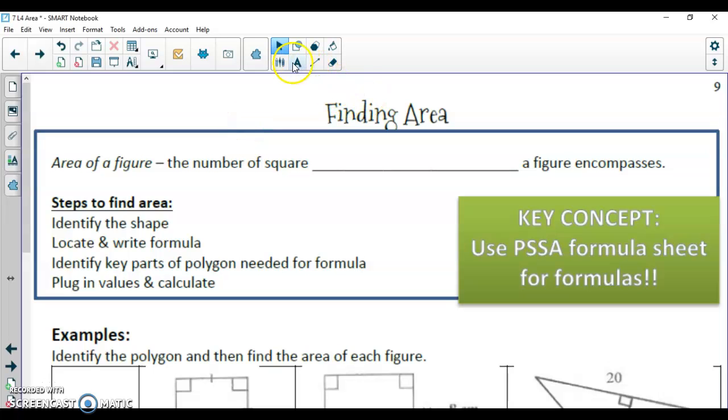Today's lesson is on finding area. We're starting on page number 9 in your notes packet. And we're going to start off with just a basic definition of area. Area of a figure is the number of square units a figure encompasses.